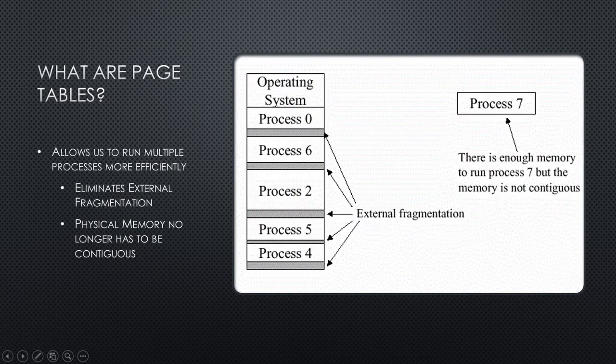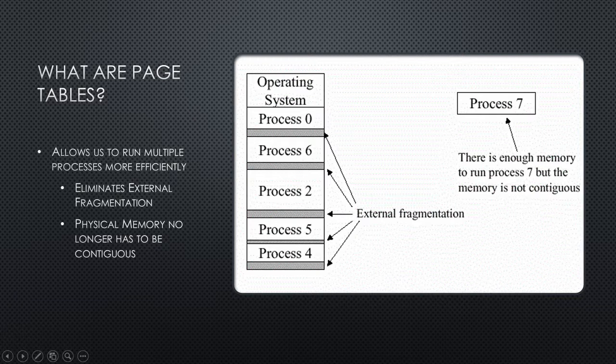So what are page tables? Basically, page tables are a mechanism that allow us to run multiple processes more efficiently. It does this by eliminating external fragmentation. Looking at this picture to the left, these holes in memory between the processes are what is known as external fragmentation. Page tables also allow us to not have the restriction of contiguously allocating memory to a process.